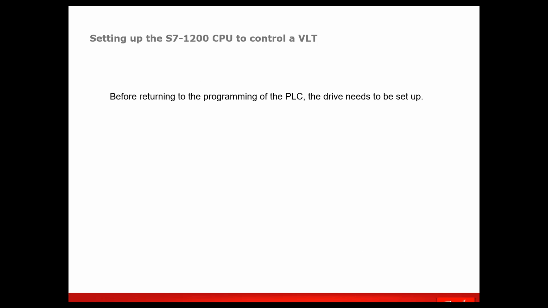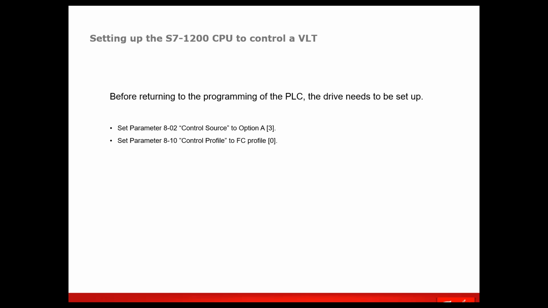So now we can do some extra settings in the drive. Some of these should be default once we have the option in there, but parameter 8-02 should be set to option A. That's the option slot for any serial communication cards, in this case, the Profinet.